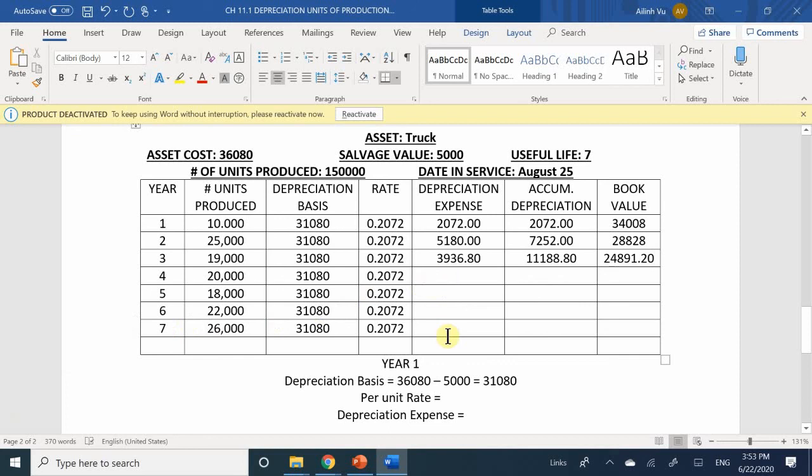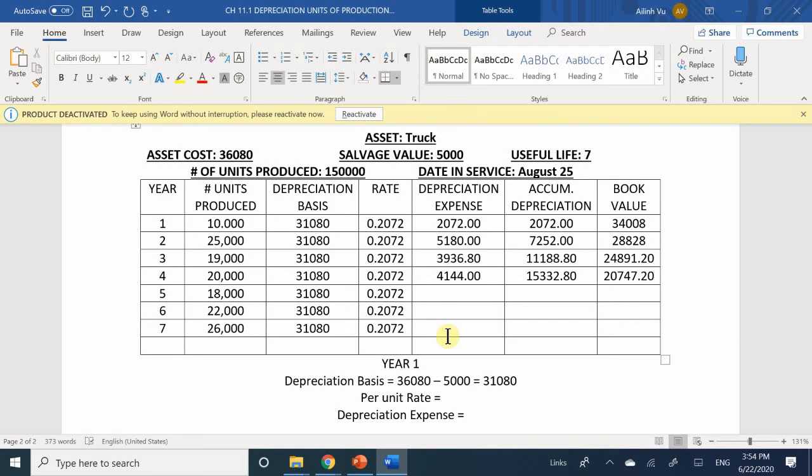Depreciation expense for the fourth year is going to be $4,144. Okay, I got 4,144. So plus $11,188.80, I get $15,332.80. And the book value would be 36,080 minus that, which will be $20,755.20.